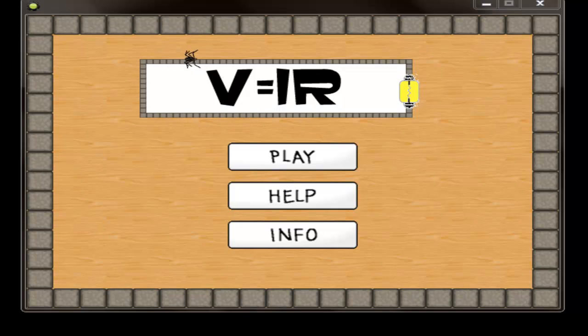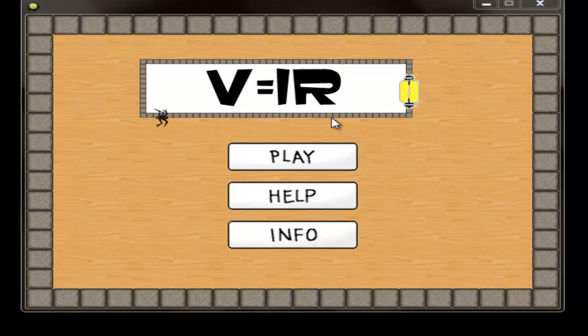This video gives you a demo for the game V equals IR, which is based on Ohm's law. The aim of the project was to aesthetically represent a mathematical formula. We have chosen the most fundamental law of electronics, Ohm's law, V equals IR, where V is the potential difference or voltage, I is the current flowing in the circuit, and R is the resistance applied.